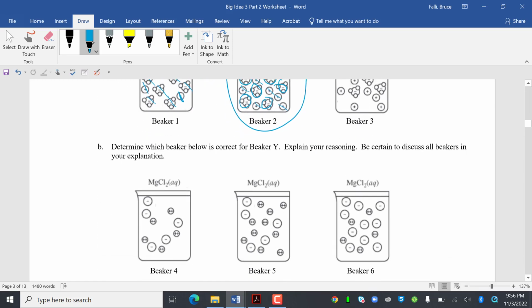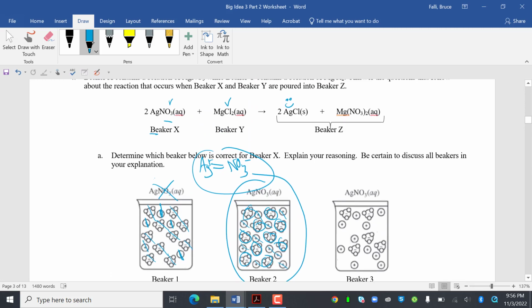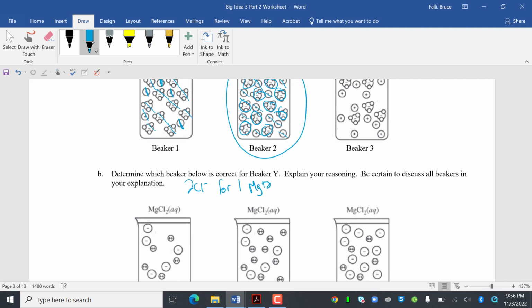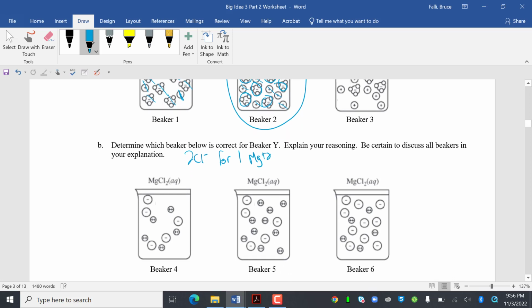Determine which beaker below is correct for beaker Y. Beaker Y should have 2 Cl negatives for 1 Mg +2. Okay, there's my explanation. So again, notice how I don't look at the choices. I look at what the answer should be and I go find it. So I should have 2 negatives.